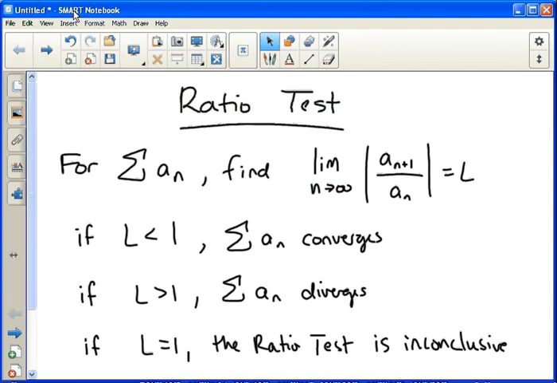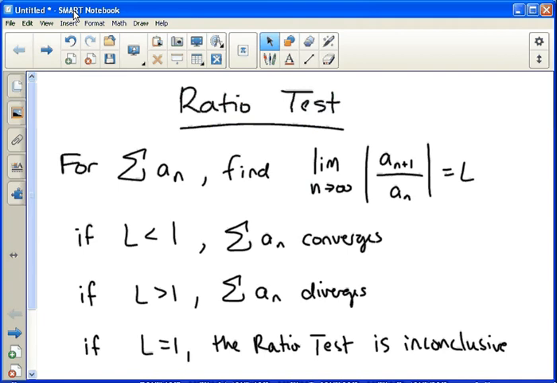We're down to our last two series tests, and this is number 9. It's the ratio test, and it says for a series, find the limit as n approaches infinity of the absolute value of a_(n+1) over a_n. After you take this limit and get your answer, which I just called L, you can determine if it converges by looking at what the limit is.